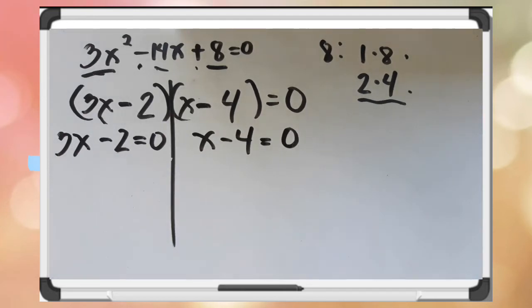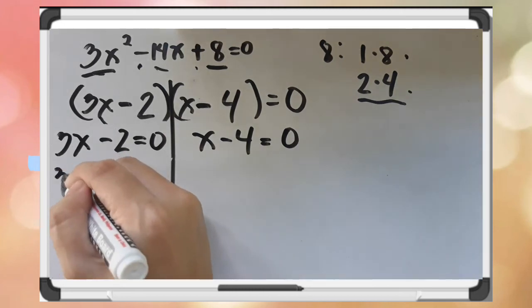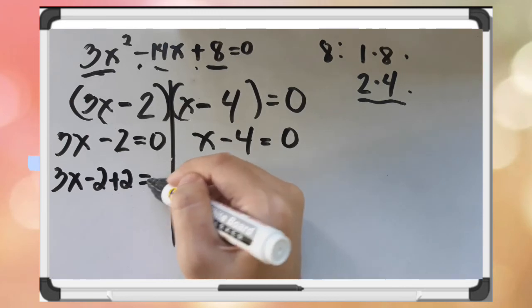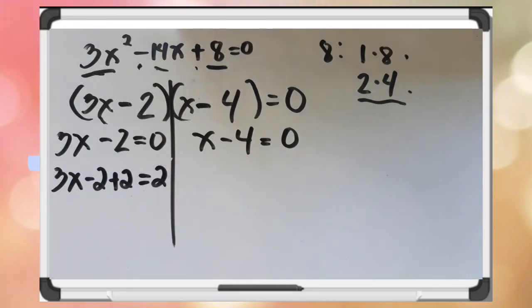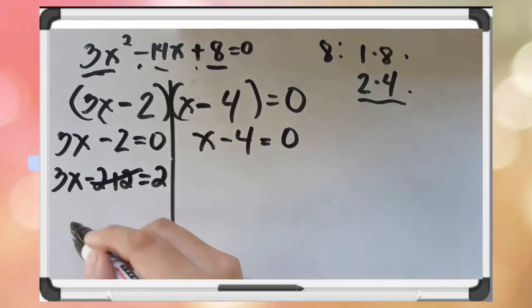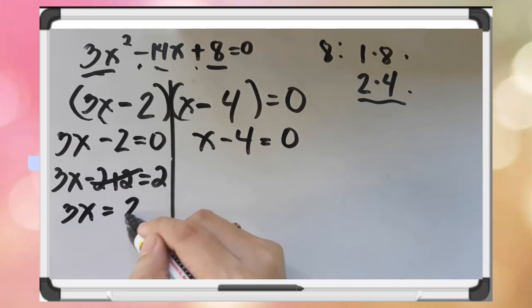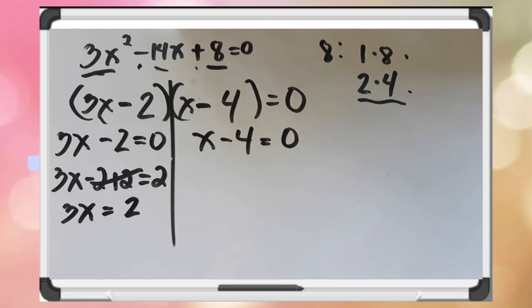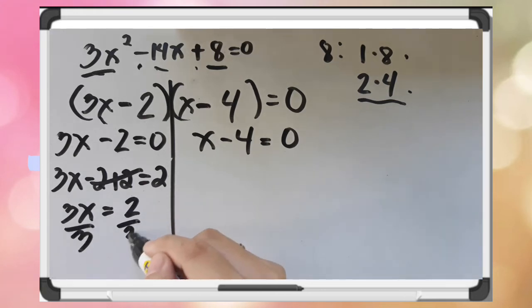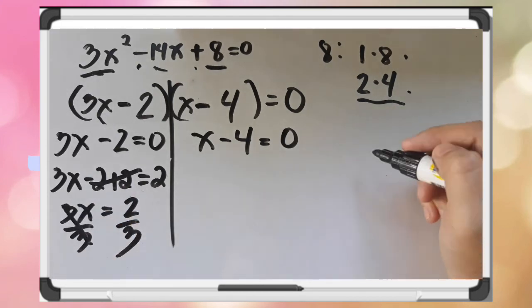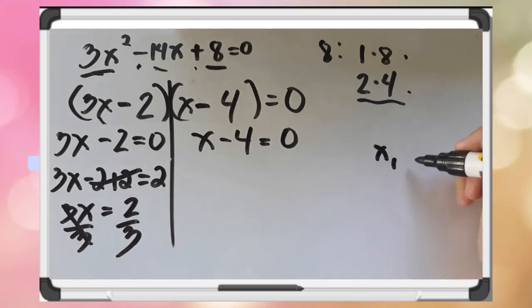Then simplify it by applying the properties of equality. We will add 2 to both sides to isolate 3x. So 3x now is equal to 2. Then divide both sides by 3 to isolate x. x sub 1 is equal to 2 over 3.